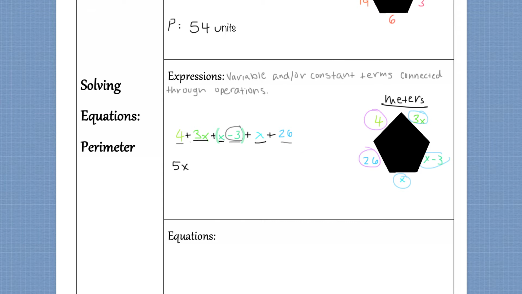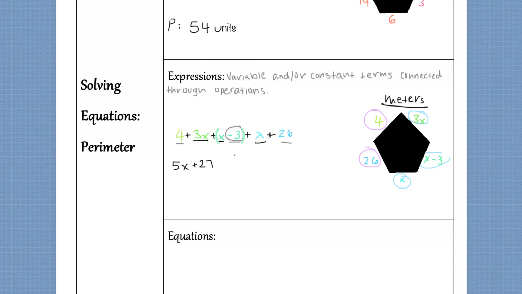So 4 plus 26 is equal to 30. And now we have our negative 3 here. And so 30 plus negative 3 is the same thing as 30 minus 3, 27. And so we're going to add it right here, plus 27.